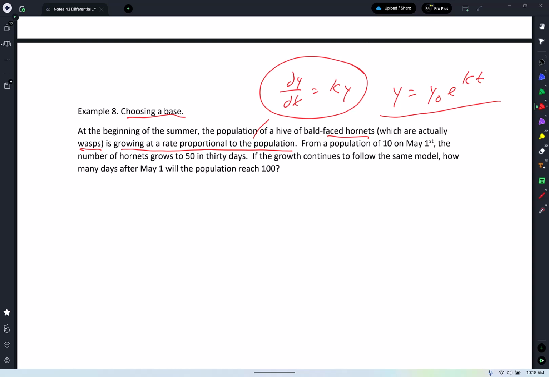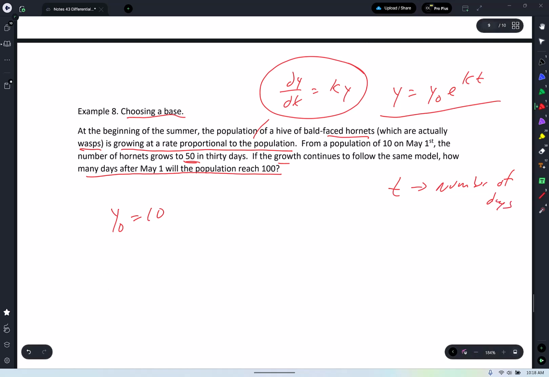From a population of 10, so the initial population, I'm going to say y naught equals 10. On May 1st, the number of hornets grows to 50 in 30 days. If the growth continues to follow the same model, how many days after May 1st will the population reach 100 days? Okay, t is the number of days. So here we go.